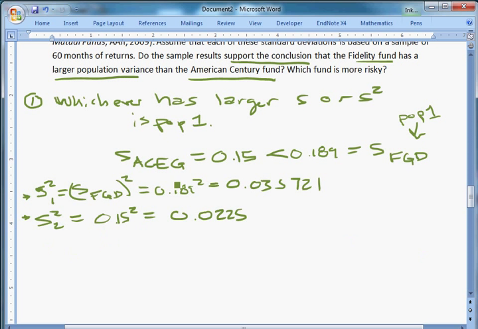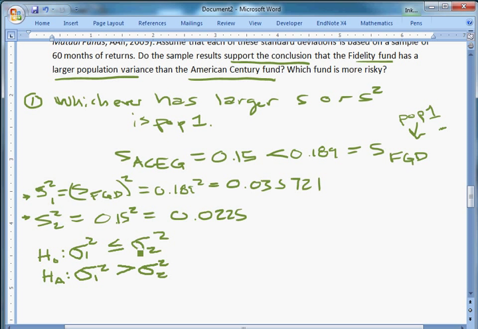Okay. Now that we've defined our populations, we can look at the question. Do the sample results support the conclusion that the Fidelity Fund, population 1, has a larger population variance than the American Century Fund? So we want to know, does it support the conclusion, which means we have an alternative, that the Fidelity Fund, sigma 1 squared variance, is greater than the variance in the American Century Fund? And that's going to be our alternative. We're going to test that against the null that it's not the case, that actually the population variance is no greater. That's what this looks like.